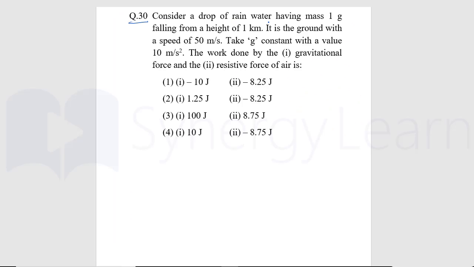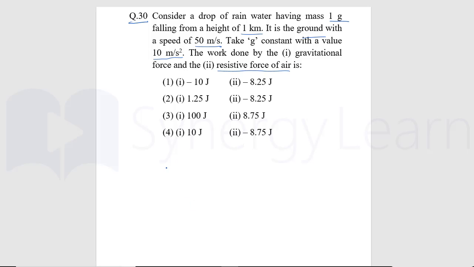In question number 30, consider a drop of rainwater having mass 1 gram falling from a height of 1 kilometer. It reaches the ground with a speed of 50 meter per second. Take g as constant having value 10 meter per second square. Then it says work done by gravitational force and resistive force of air.